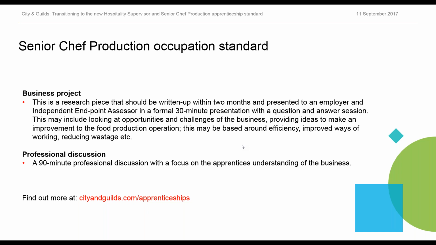The practical observation is a 4-hour observation. It needs to cover both preparation and service in the workplace, and it enables the apprentice to demonstrate their work in an operational kitchen environment. You must consider the best time to carry out this assessment, and how best the apprentice can carry out the practical observation within a synoptic approach.